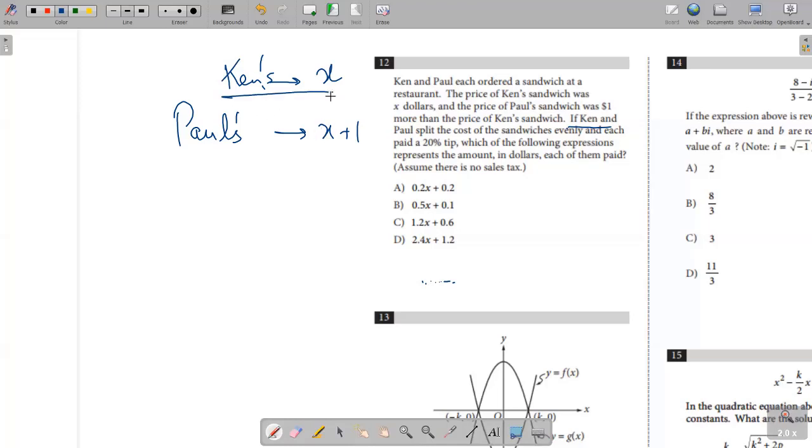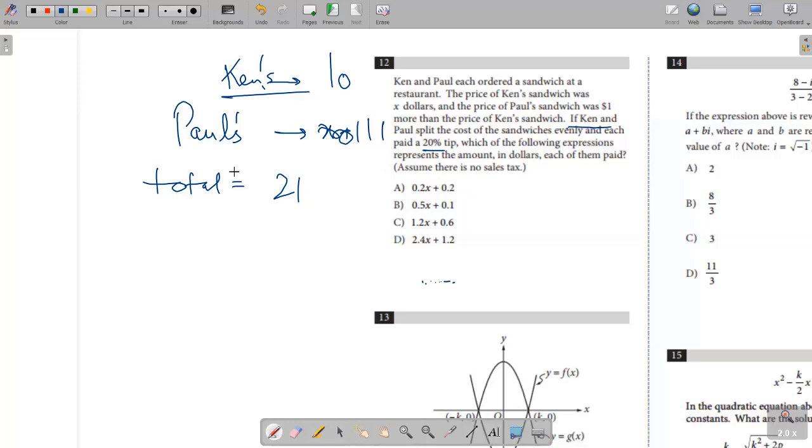Right. So Ken's sandwich is X dollars. Look, how much do you want to have the Ken sandwich cost? We'll just go with $10. All right. So Ken's sandwich is $10. That means Paul's sandwich is how much? 11. Exactly. So the total will be, what is the total cost? $21. And they're not giving only 21, they're giving 20% tip.